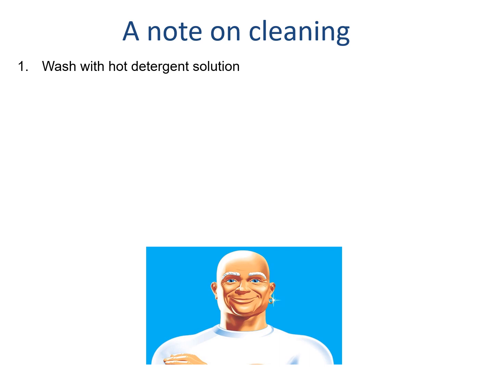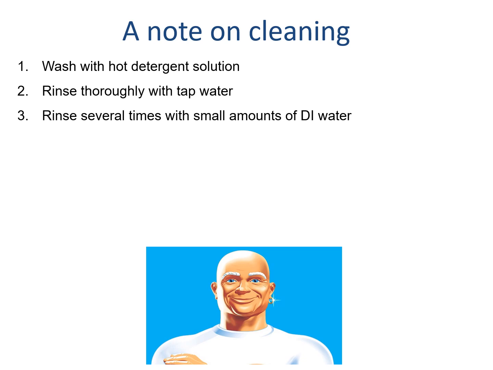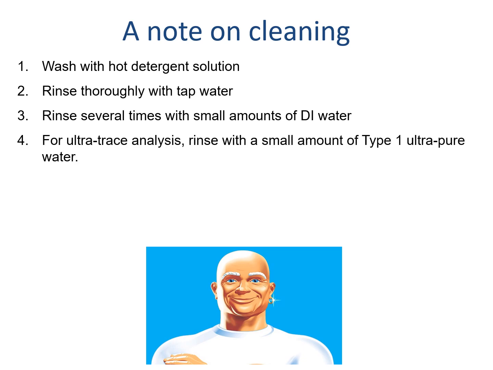So in general, when we're cleaning, we want to start by washing with soapy water. That helps to take care of some of the organic components. Then we're going to rinse thoroughly with tap water. That helps to rinse off all the soap. After we've rinsed with tap water, we want to rinse with DI water. The DI water can remove some of the ions that came with the tap water, make sure that we end up with something that has very few ions. But if we need something that has absolutely no ions in solution, we want to follow that up by rinsing with a small amount of type 1 ultra pure water, which is the purest grade of water.